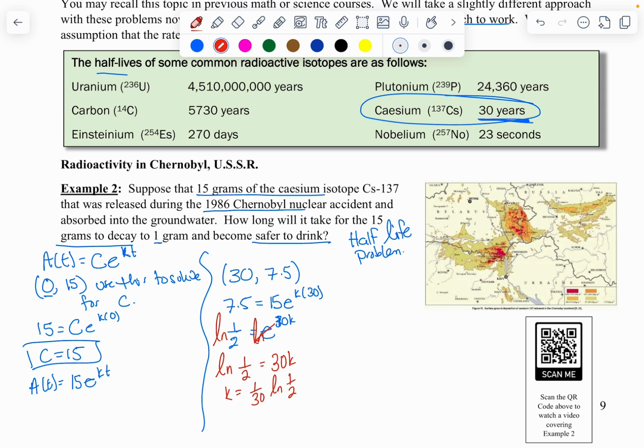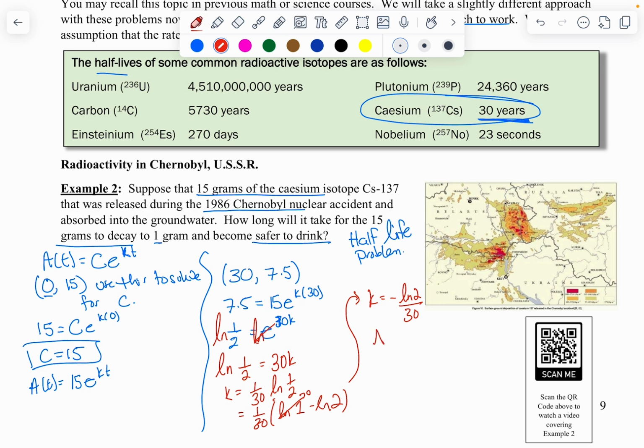Now when you simplify this, the ln of 1 divided by 2 is the same thing as ln of 1 minus ln of 2. So 1 over 30 times ln of 1 minus ln of 2. And the reason why this is important is because we know that ln of 1 is just 0. So k is going to be equivalent to negative ln of 2 over 30. That's going to be our easier value.